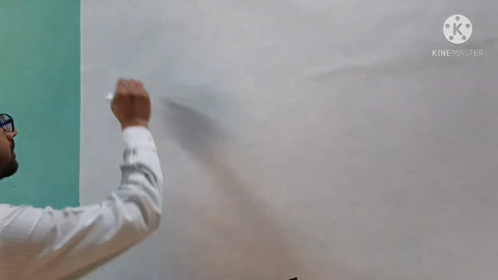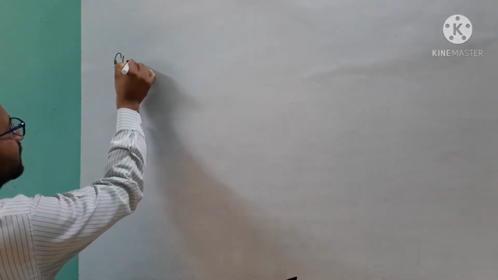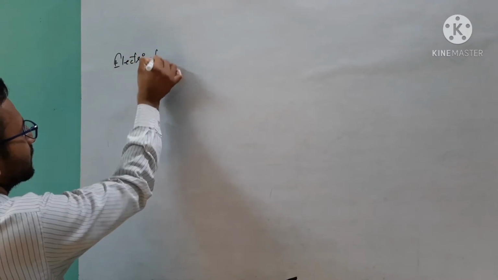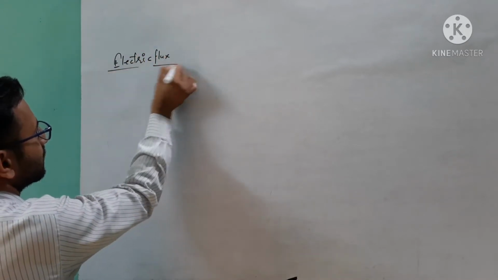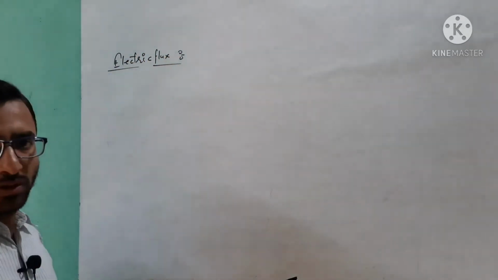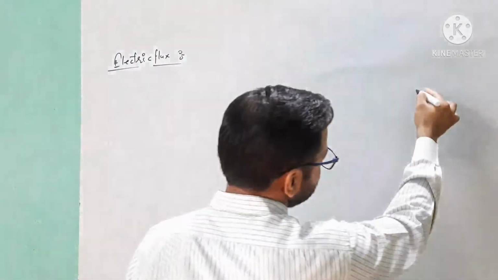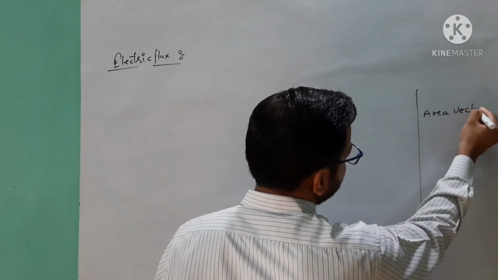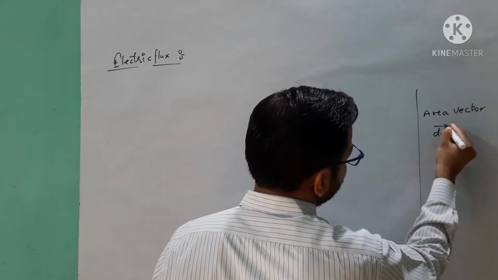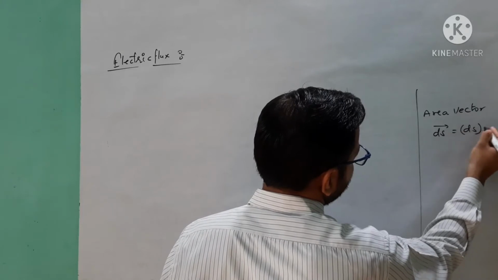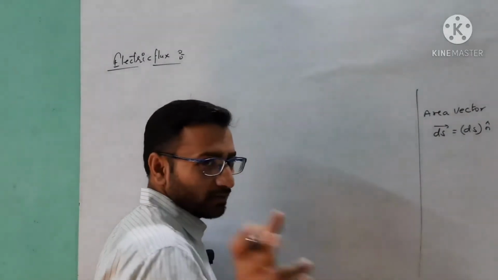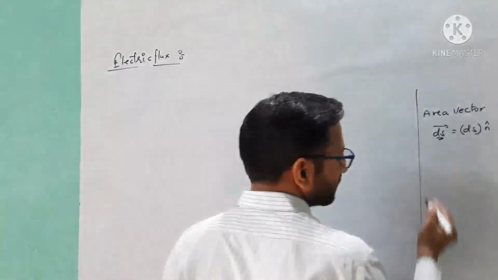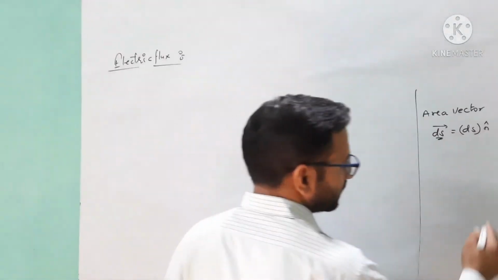So after the study about the area vector, we will talk here about the next topic, which is electric flux. In the previous topic, I discussed the area vector, and you know the formula of the area vector now: dS is equal to dS n cap.